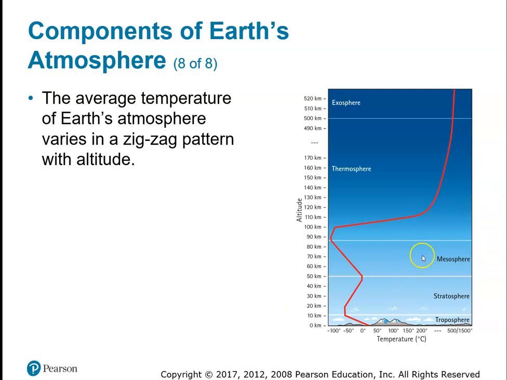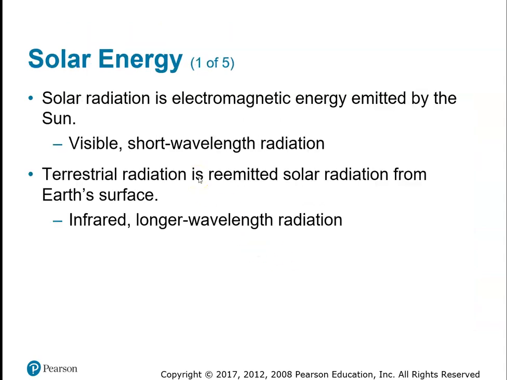So we saw in the last video that the Earth's atmosphere is broken up into different areas according to height above the ground, but also what happens to the temperature. All right, so let's just move on to the next one.